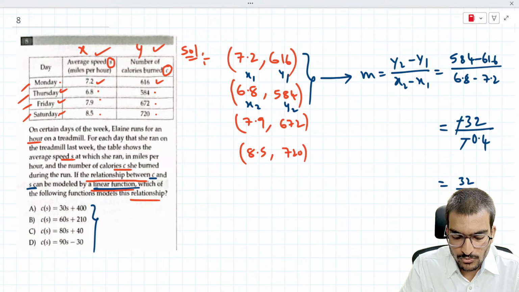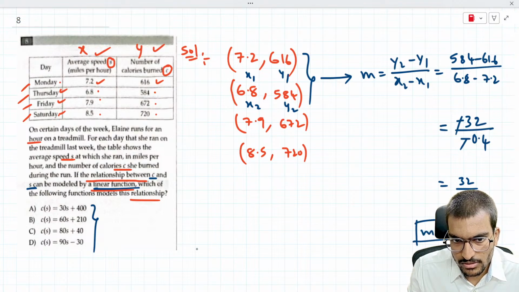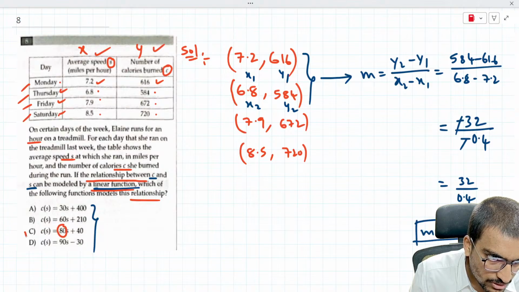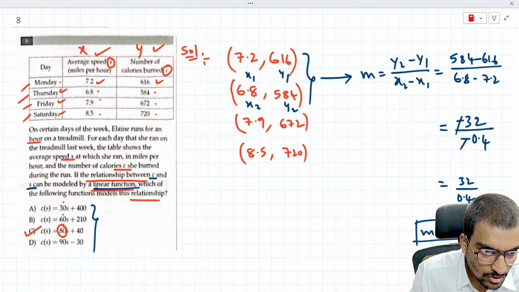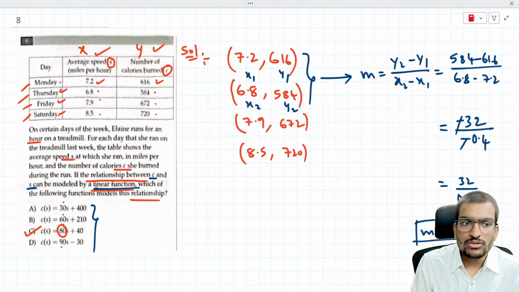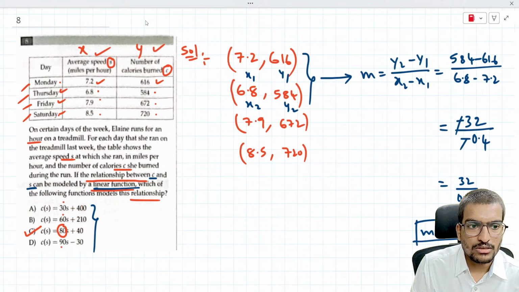You can use Desmos directly to get this answer correct. It's 32 and 32. If you just solve this, you are going to get 80. So your slope is 80. First of all, check which equation has slope 80. That is option C. You can go with option C directly because none of the other options have a slope of 80. No need to go and make the full equation.